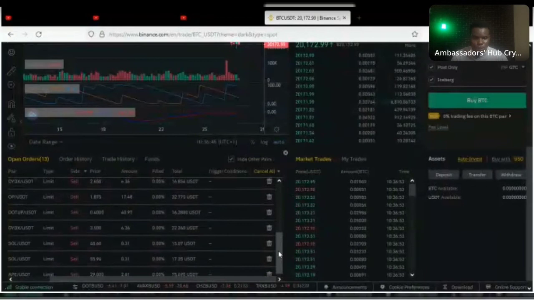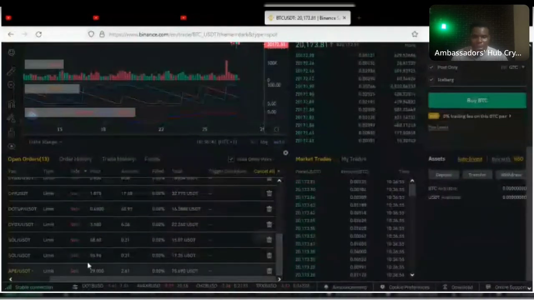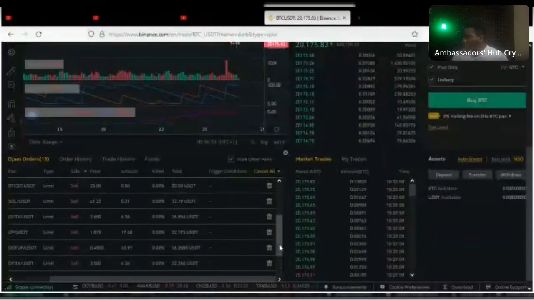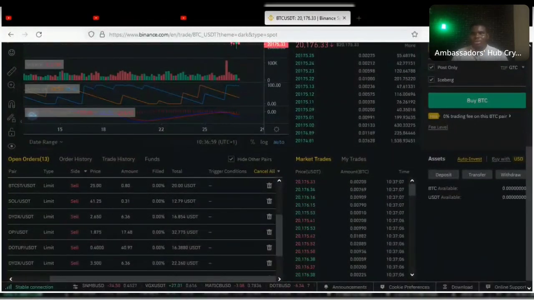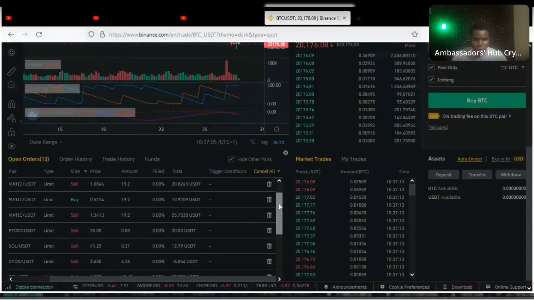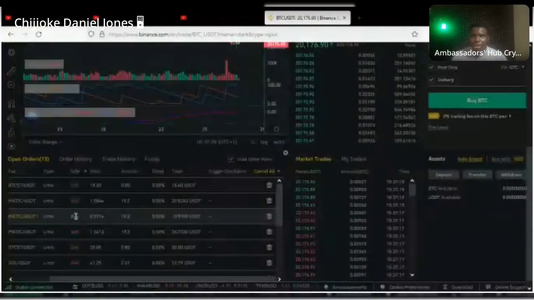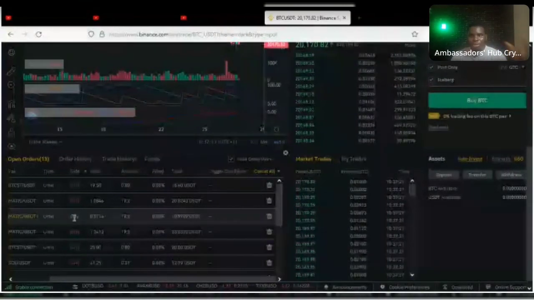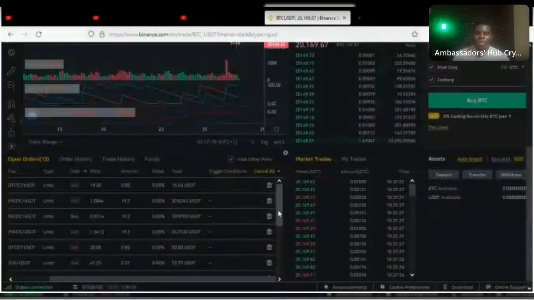So you can see sell orders. Everything here is sell, and all of these are just take profit zones. I'm expecting my money to come in. I think I only have one buy order, which is this one here. Once this buy order triggers, it will automatically create a sell order, and that sell order is going to be a take profit zone for me.